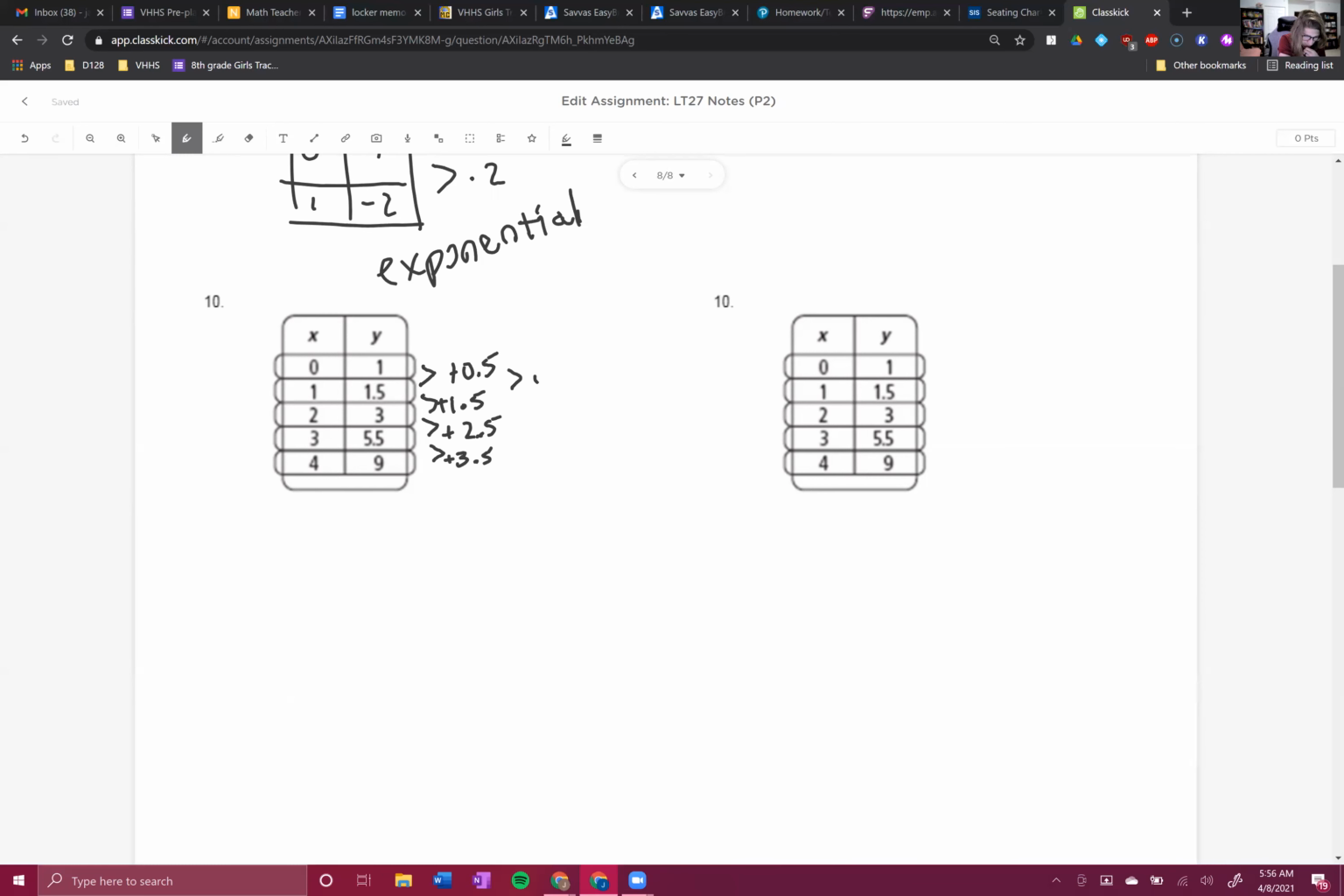1.5 is 1 bigger than 1. 2.5 is 1 bigger than 1.5. 3.5 is 1 bigger than 2.5. You see that pattern in the second difference? That is quadratic.